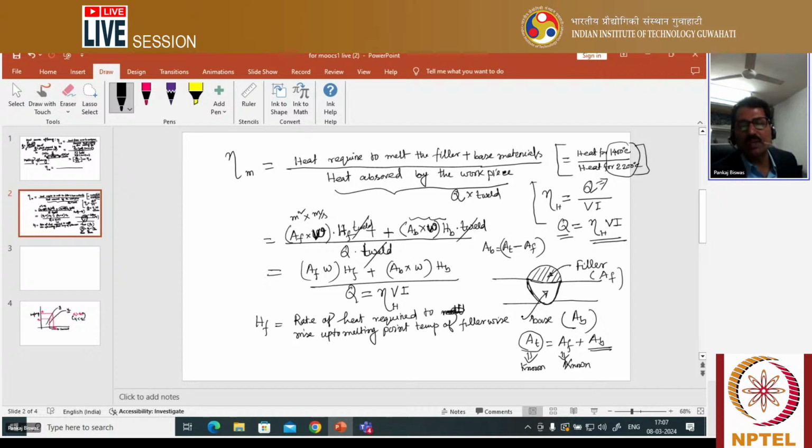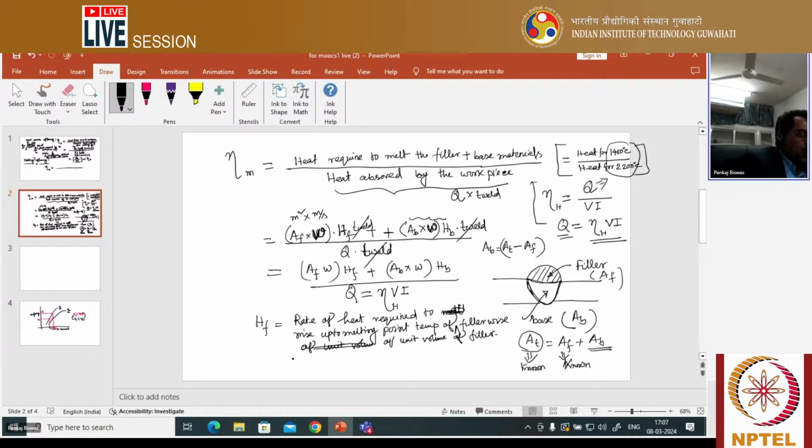Whatever the heat is required, that means HF equals the rate of heat required to raise the temperature of unit volume of filler wire up to the melting point. Here, instead of writing unit volume of material, you can write unit volume of filler wire. This you should keep in mind.